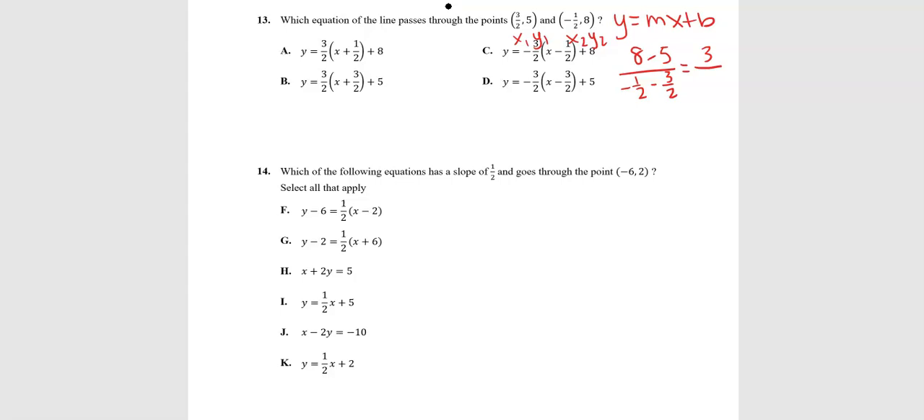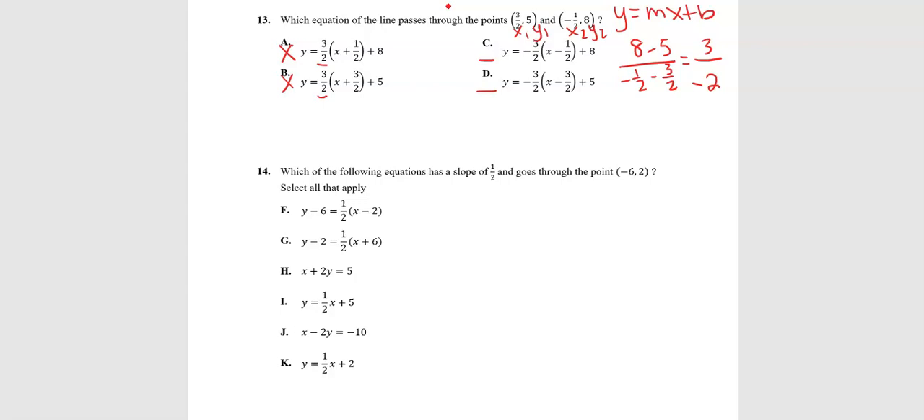Then I'm going to do -1/2 take away 3/2, and that's going to get me -4/2, which is the same as -2. So I know that my slope is -3/2, so I can look at A and B and immediately cancel those out because their slopes are not negative. So my options are going to be C or D.